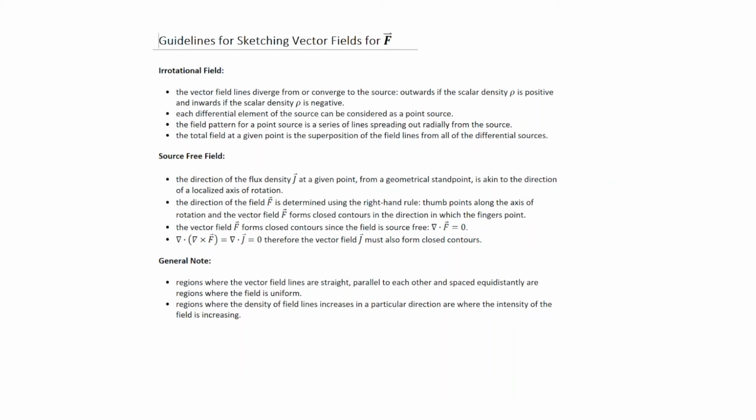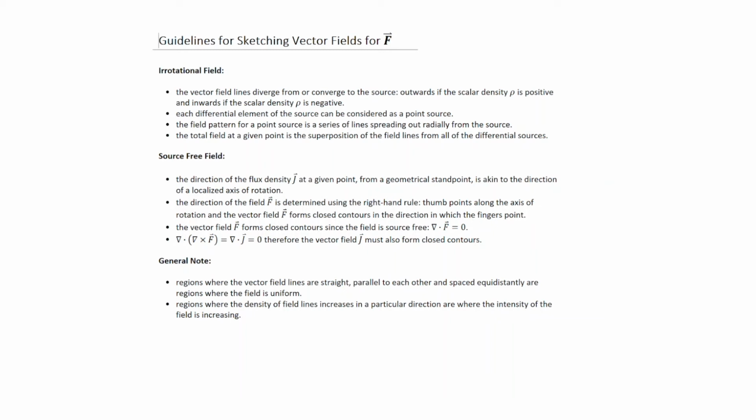Thirdly, the vector field F forms closed contours since the field is source-free. Divergence of F equals 0, which means fields cannot emanate from a point or converge to a point. So that means they have to form closed loops. And lastly, the divergence of the curl of a vector field we know is 0. But the curl of a vector field is J, and therefore the divergence of J is equal to 0. That also means that the vector field J has to form closed loops.